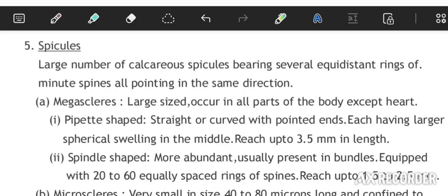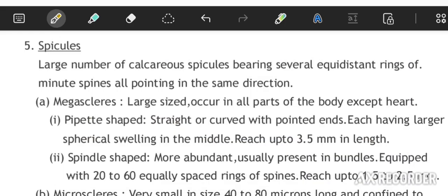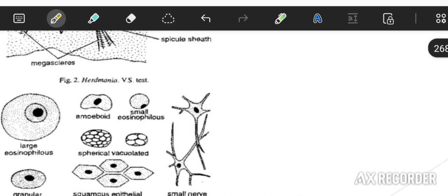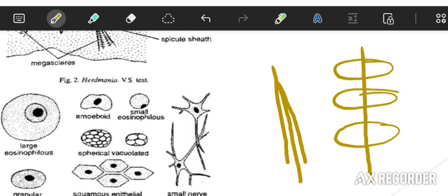Okay, so let's see here. Suppose these are the spicules, like this. Okay, so how will they bear equidistant rings? Let's imagine here, this one is the axis of the spicules. This is an axis, and around this axis there are small ring-like structures which are equidistant. These are the circular rings which are present in spicules.